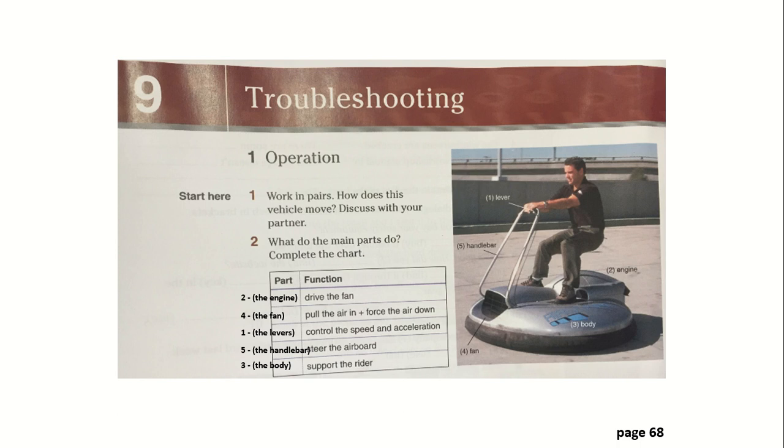Look at the airboard. You can see the 5 main parts: the body, the engine, the fan, the handlebar, and the 2 levers. The body supports the rider, and the engine drives the fan. The handlebar steers the airboard left and right. Ah, yes, I see. So what does the fan do? It pulls the air in and forces it downwards. Right. And what do the 2 levers do? They control the speed and acceleration of the airboard.